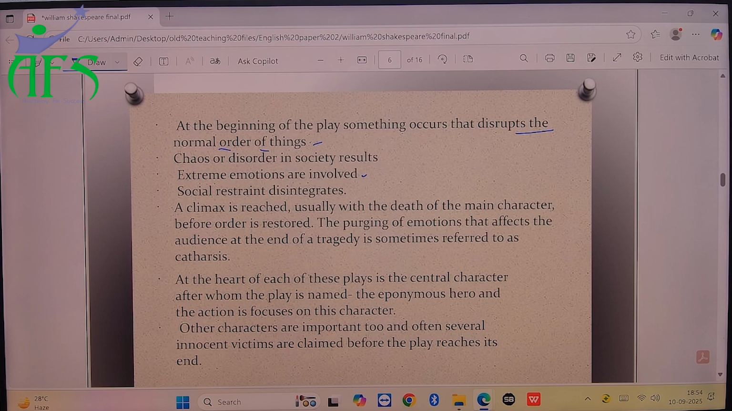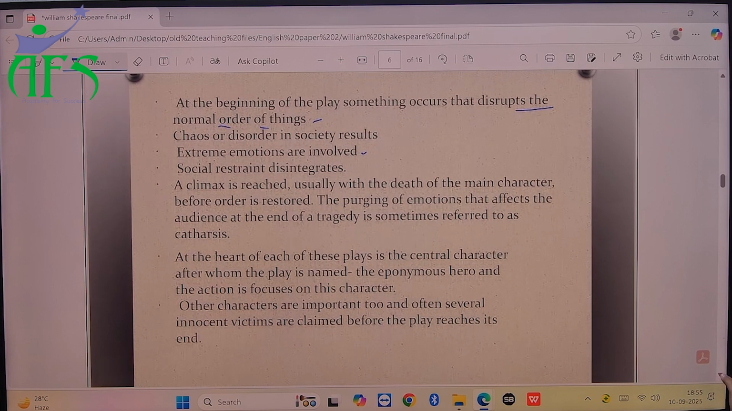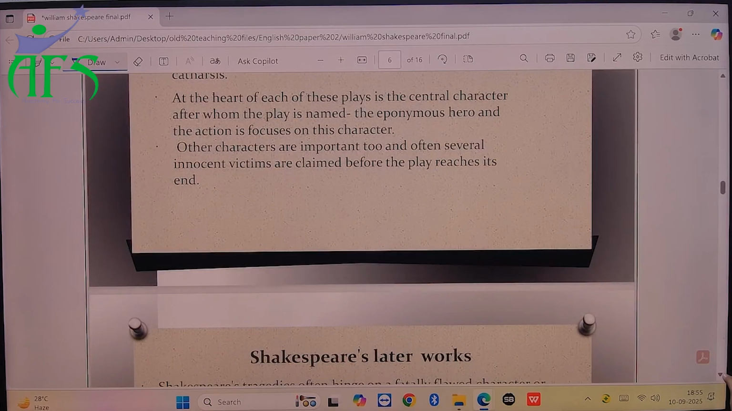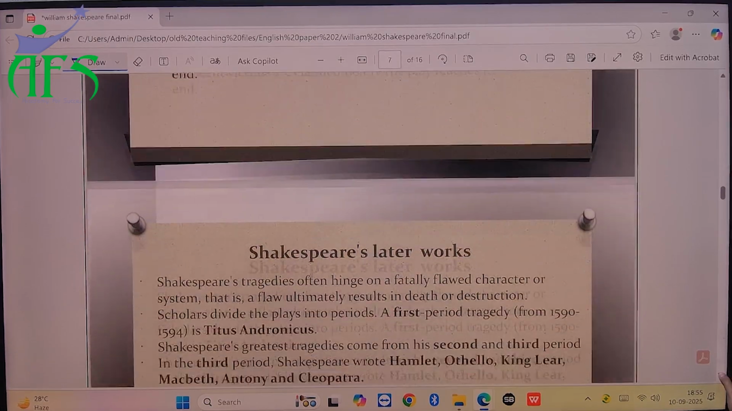Other characters are important too, and often several innocent victims are claimed before the play reaches its end. This happens in the timeline of the play. We'll talk about it later.